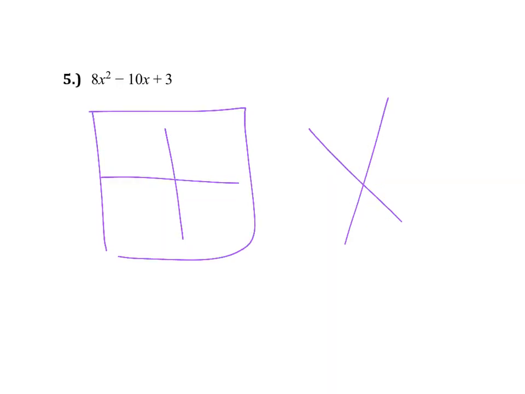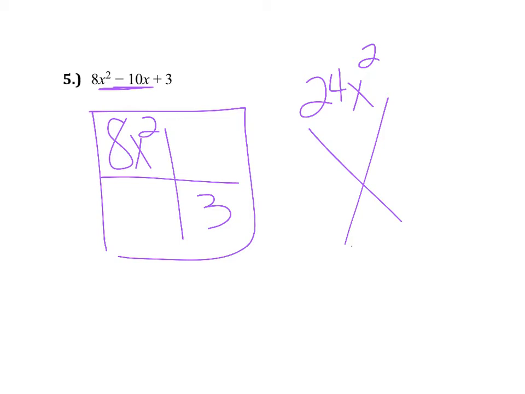All right, so problem 5, same setup as before. So 8x squared goes in the top left corner, positive 3 goes in the bottom right. We're multiplying them to get the top of the diamond. But now notice that there is a negative, which is okay. It just means that 10x is going to be negative. So in our diamond problem, we need two numbers that multiply to give us 24x squared, but add to give us negative 10x.